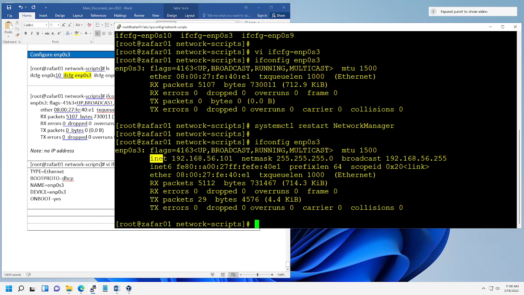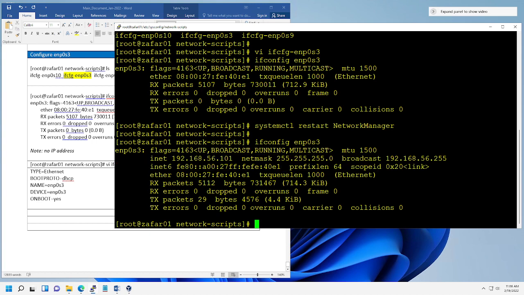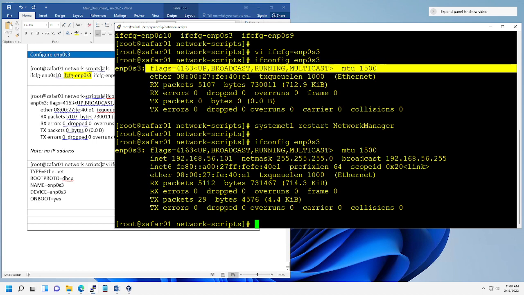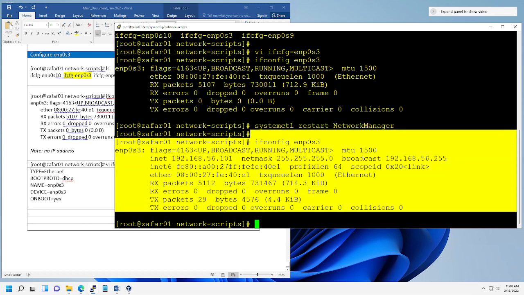these two lines were missing. If you look closely here, we had the flags line, and then it went to the ether line. So there are two more lines of information created between these two lines. Okay, now you have a working IP address here, 192.168.56.101, and the network mask is this here. So this system's IP address is online now.